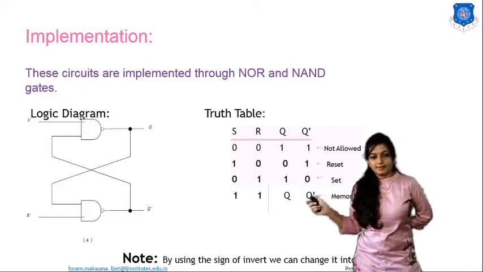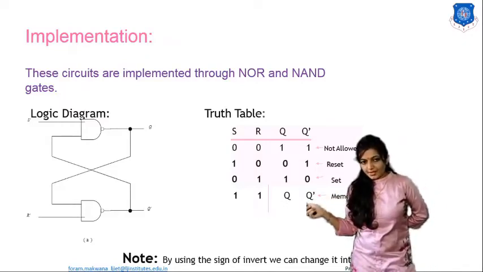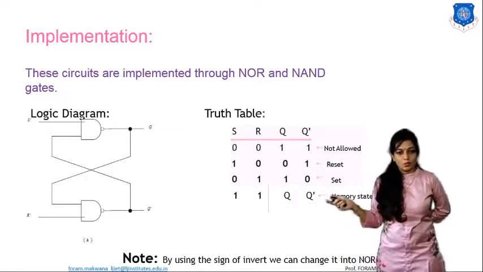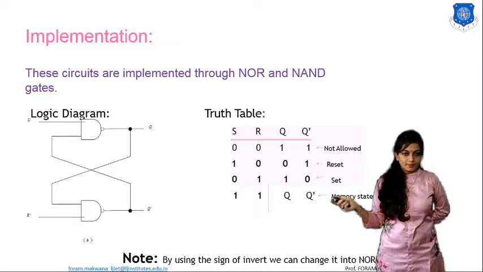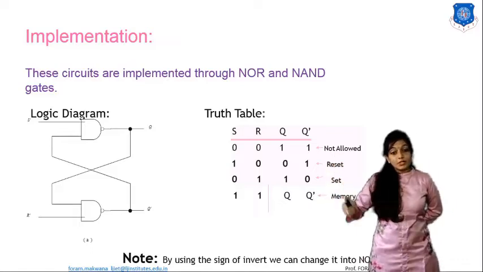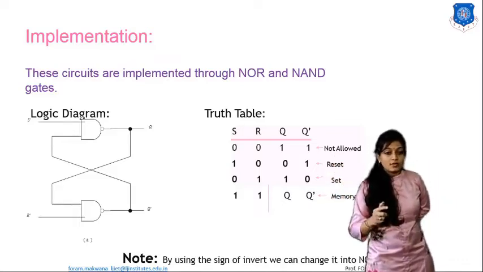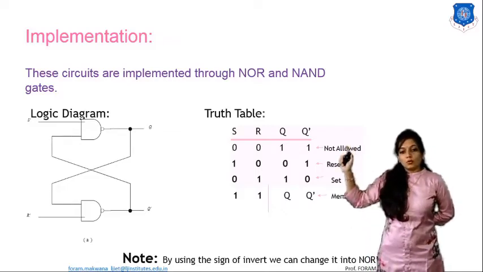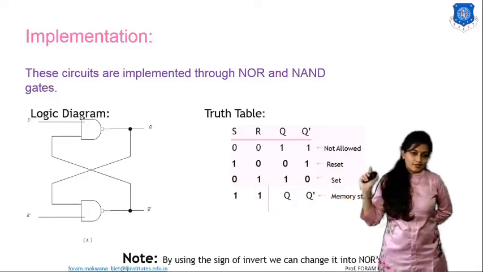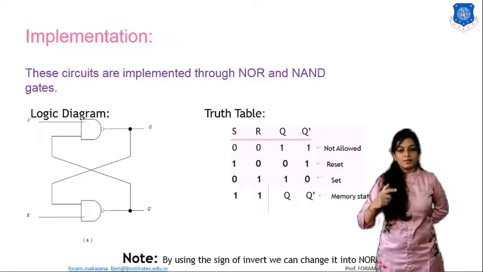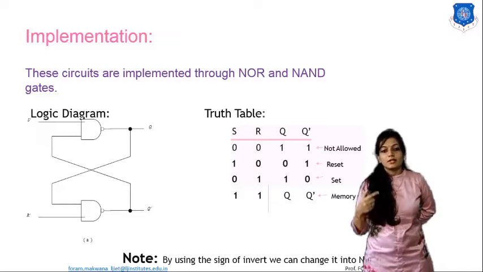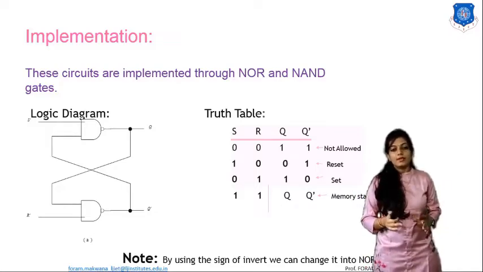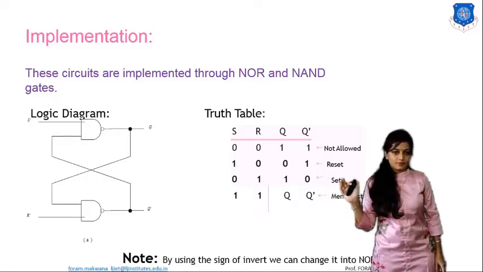Now the last case, S and R both are 1, 1. What will happen? We need to check what my previous state is. Why? Because we don't know the value of Q and Q dash. That's why it will remain in the memory state. It will not change any output. It will hold its state. That's why it is called the memory state. Alright?